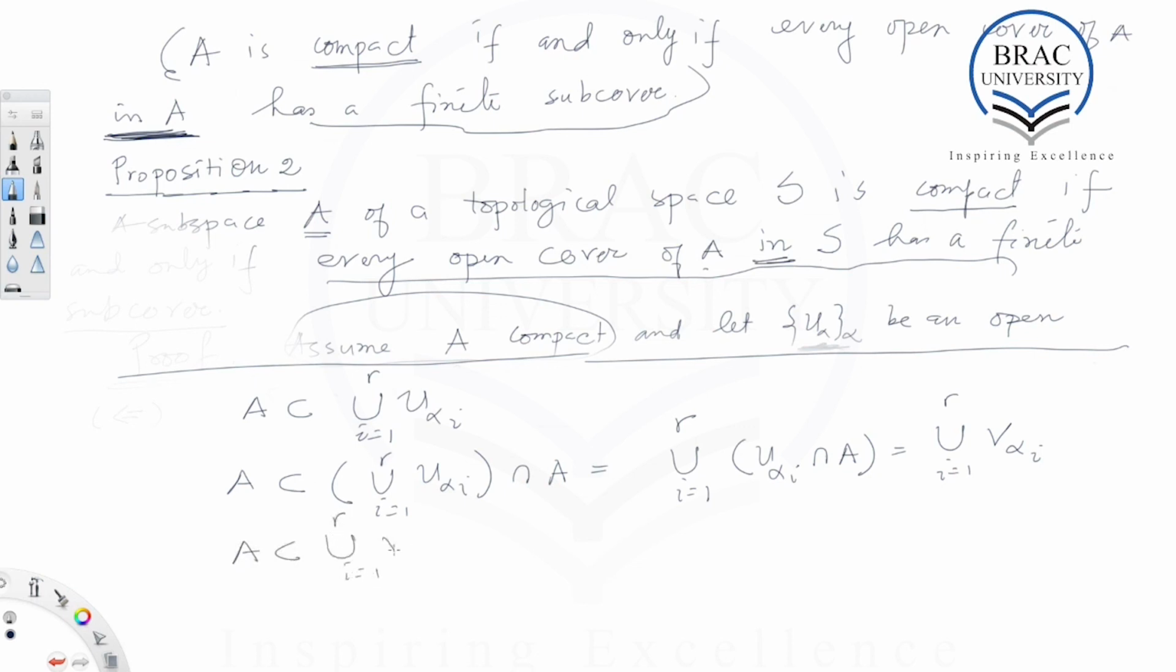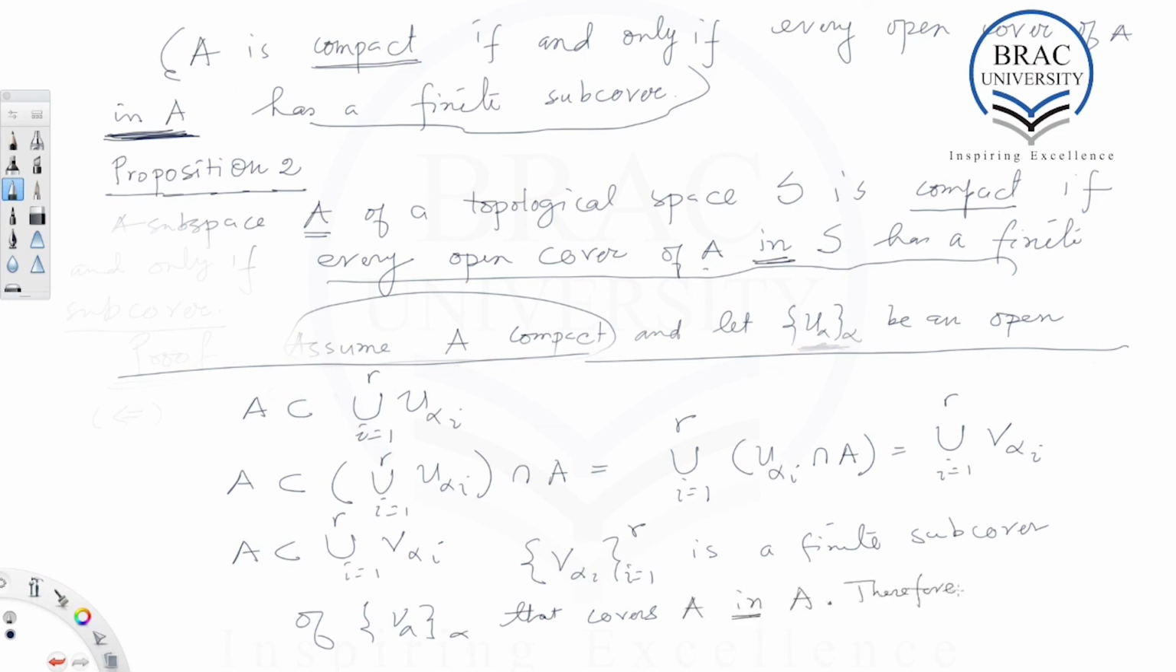So we have found that A is contained in this finite union. What does it mean? It means that V alpha i, i equal to 1 to r, is a finite subcover of V alpha that covers A in A. Therefore, from the definition of compactness, A is compact. QED. Good.